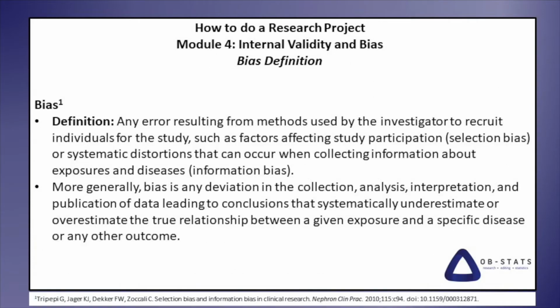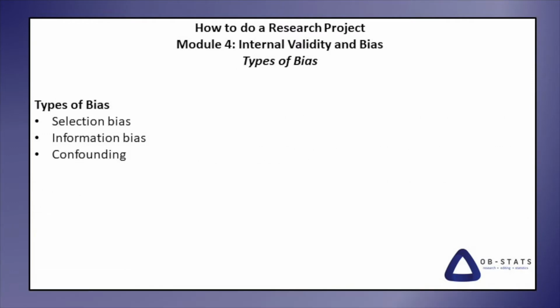Bias can be defined as any error resulting from methods used by the investigator to recruit individuals for the study, such as factors affecting study participation, selection bias, or systematic distortions that can occur when collecting information about exposures and diseases, information bias. More generally, bias is any deviation in the collection, analysis, interpretation, and publication of data leading to conclusions that systematically underestimate or overestimate the true relationship between a given exposure and a specific disease or any other outcome. The types of bias are as follows: selection bias, information bias, and confounding.